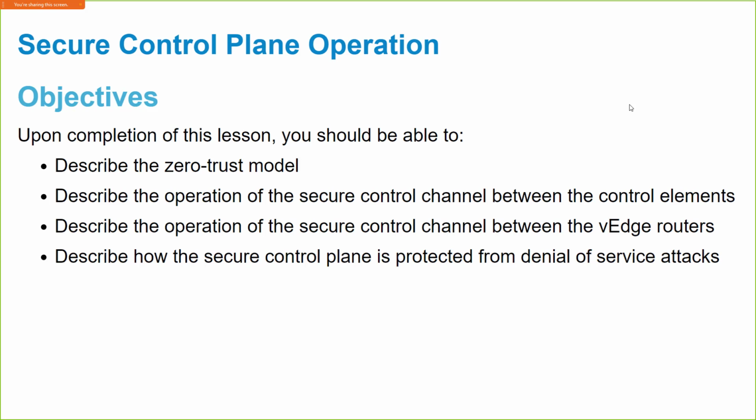Now this is a pretty extensive section here because we're actually going to be talking about the protocols themselves, the port numbers that we use to communicate, and really all the specific details about how the secure control plane operation works. So what is the zero trust model? What is the operation of the secured channel between the control elements? We're going to describe the operation of the secure control channel between the different vEdge routers, and then how the secure control plane is protected from things like denial of service attacks and so on.